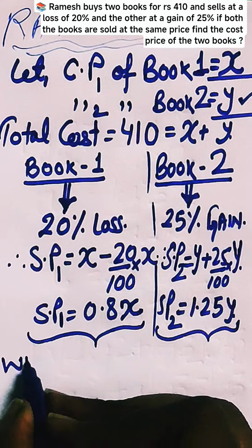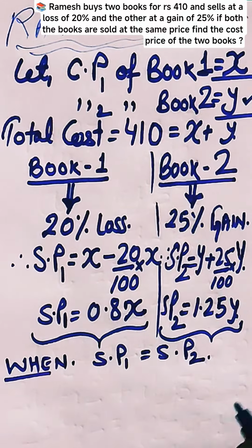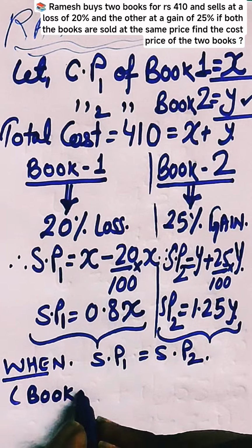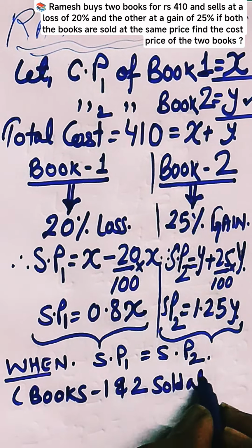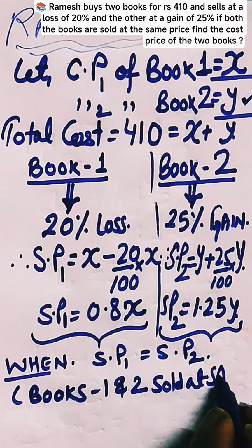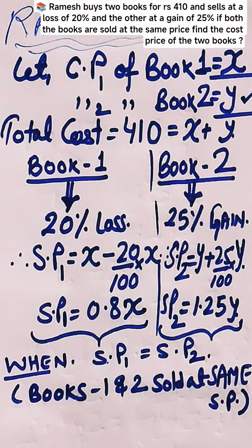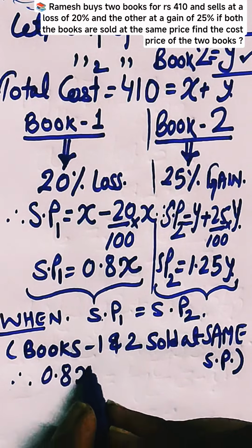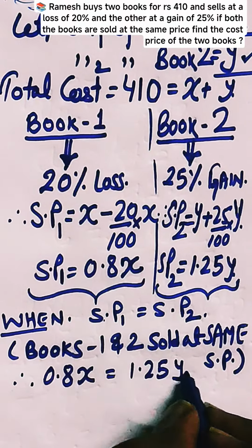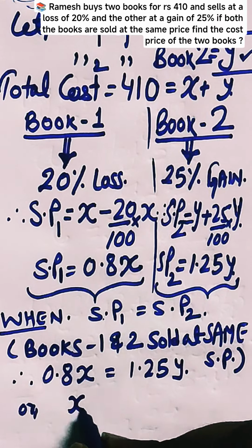So we have sale price 1 and sale price 2 for book 1 and book 2 respectively. Now as given in the question, when the sale price of both the books will be equal, that means book 1 and book 2 are sold at the same sale price, then we can equate SP1 and SP2. So 0.8x can be equated to 1.25y, which will give you a relation between x and y.